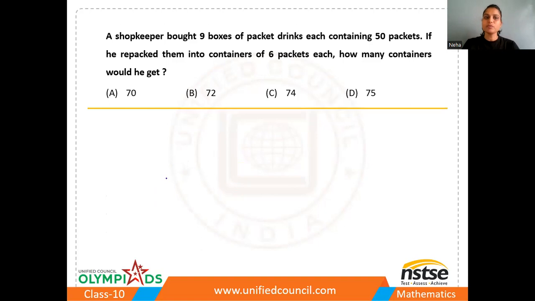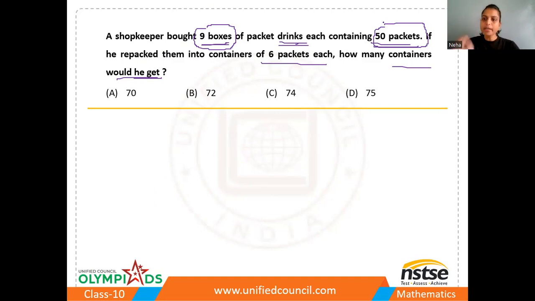Okay, now let's move to the next question. Here is the next question. A shopkeeper bought 9 boxes of packet drinks, each containing 50 packets. If he repacked them into containers of 6 packets each, how many containers would he get? Okay, so the first thing is that how many number of boxes are there? 9 boxes. Okay, and in one box there are 50 packets. In one box there are 50 packets and we have 9 such boxes.